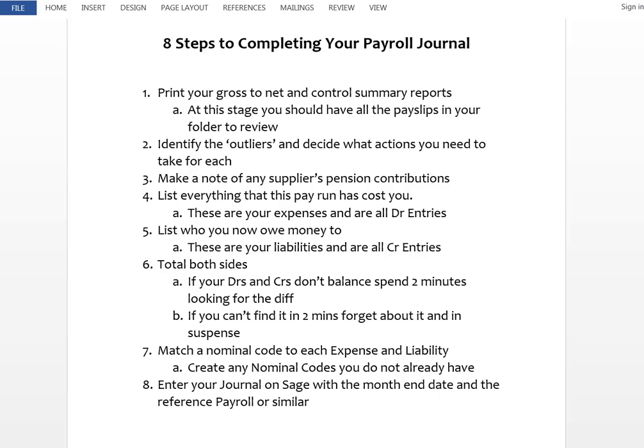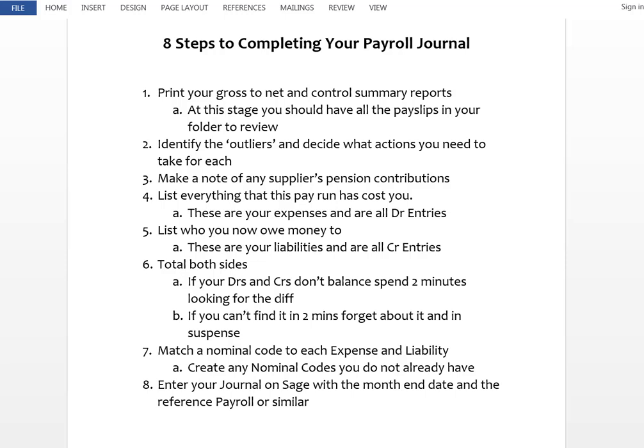So this time we want to have a look at how you're going to complete your payroll journal. Okay, I've put this down into 8 steps and we're going to record each one as we go. Now, when we go through it like this, it seems like an awful lot, but you should be able to do this quite rapidly. Okay, so your first one is you're going to print out your gross to net on your control summary reports, and at that stage in your exam you should have all of the pay slips in your folder to have a look at.